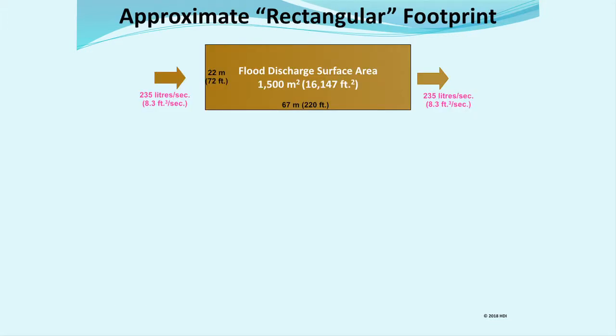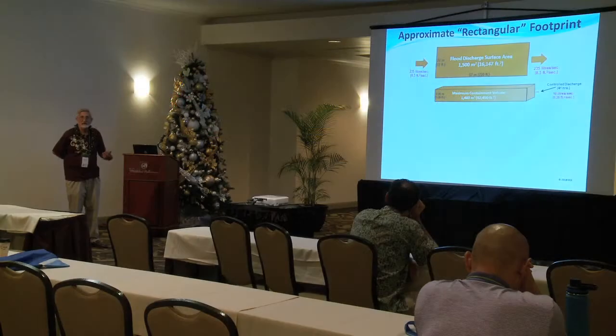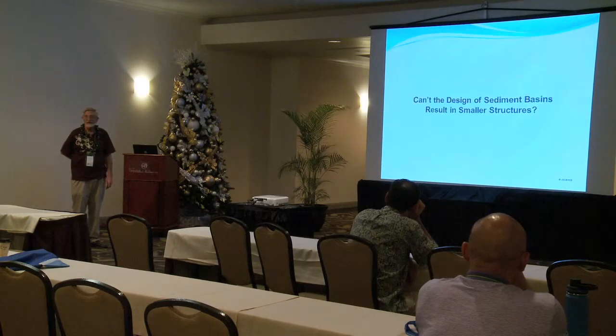Just a little comparison here. Just a schematic that represents about 16,000 cubic feet of storage for this pond. That would be 235. The containment system itself, if you were to drain it out at, say, 0.35 cubic feet per second, it would take you 41 hours to drain that pond out, which is good. Except if you're in the construction business, you want that to be 4 hours, not 41 hours. Understandable. But water quality-wise, we can't do it.